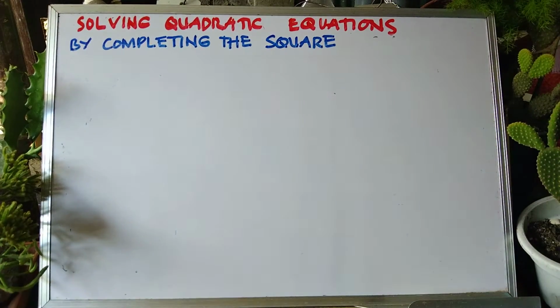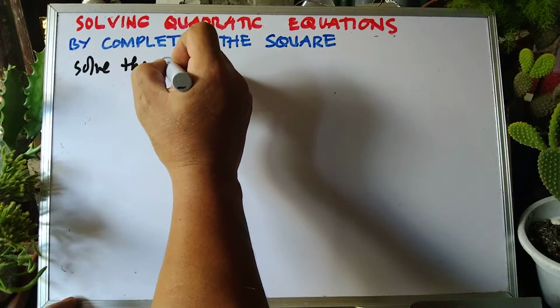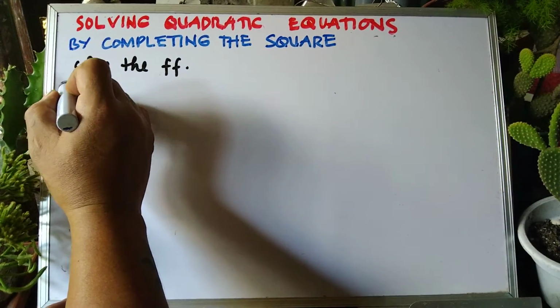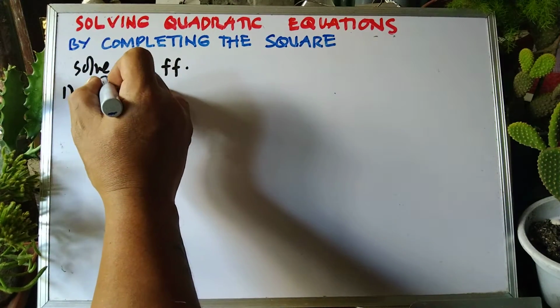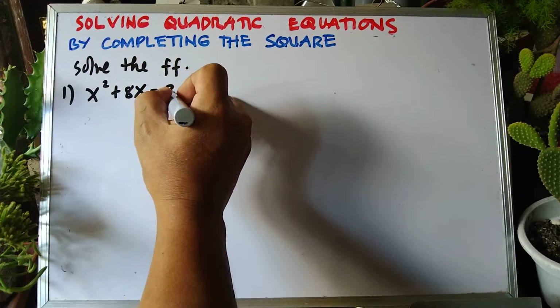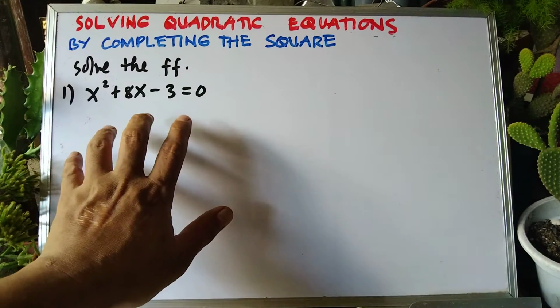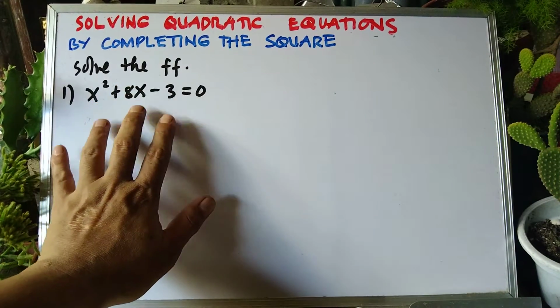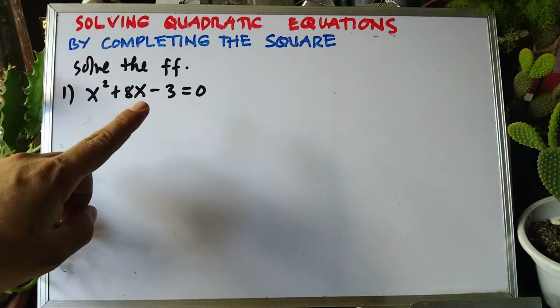So, let's try our first example. Solve the following. Still, we need to use the completing the square method, okay? So, I'm gonna give you an example like x squared plus 8x minus 3 is equal to 0. So, it is very clear that we cannot factor this one. Correct? We cannot solve the quadratic equation by factoring, nor by applying the square root property. So, all we need to do here is to solve by completing the square.